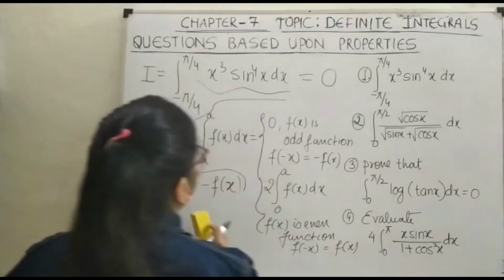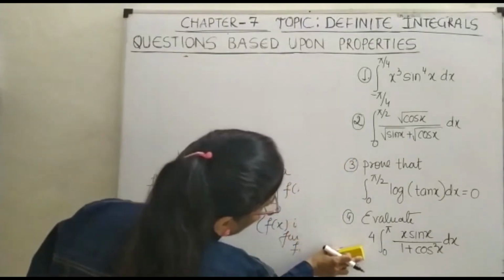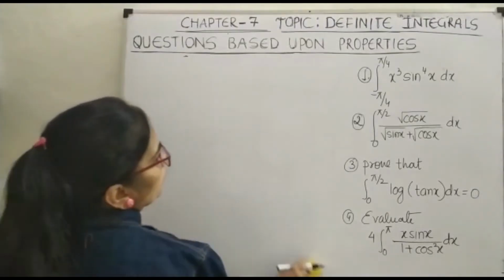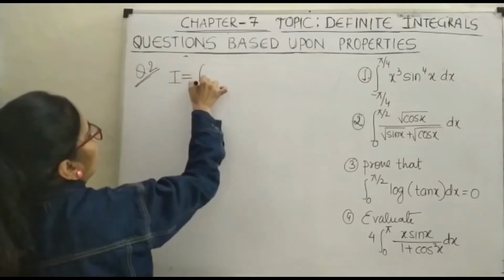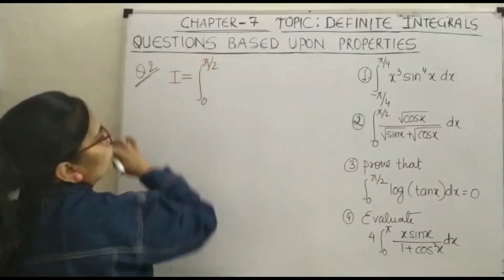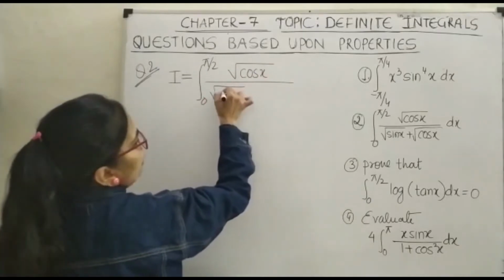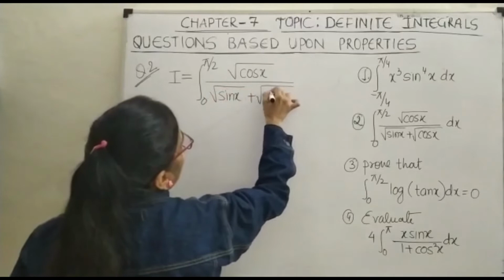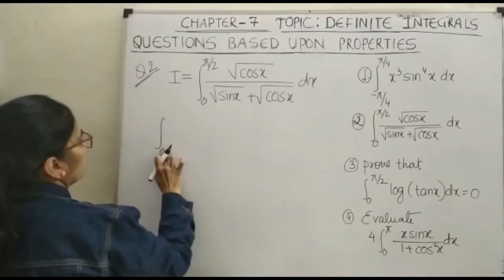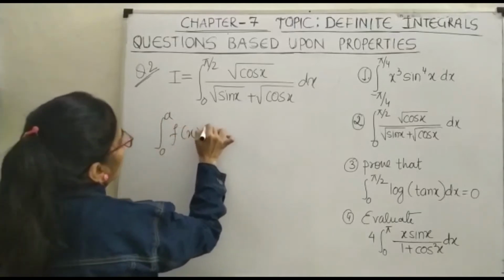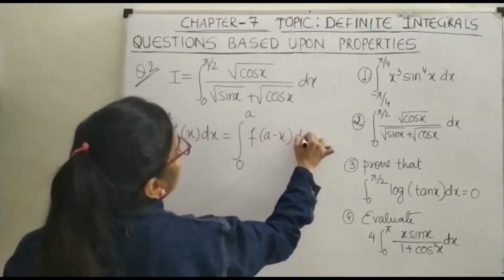Okay. Now moving on to the next one, question number 2. Your question number 2 is I is equal to the integral from 0 to pi upon 2 of under root cos x upon under root sin x plus under root cos x dx. Now we are going to use here the property that the integral from 0 to a of f(x) dx is equal to the integral from 0 to a of f(a minus x) dx.